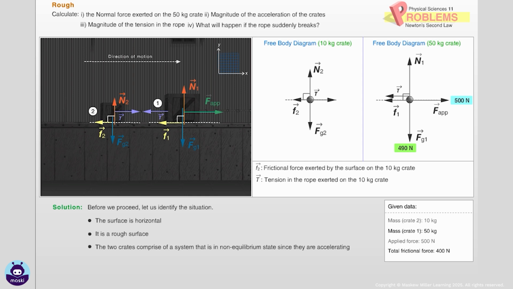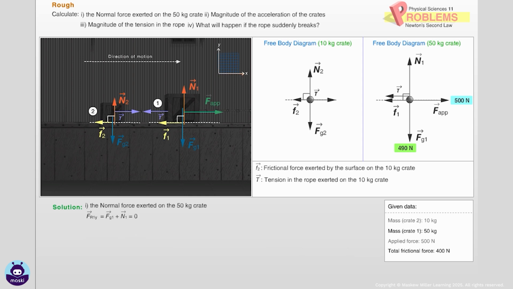For the 50 kilogram crate, let us consider the force perpendicular to the plane of motion. Vector Fr1y equals vector Fg1 plus vector N1 equals 0, as the forces are balanced. Taking the upward direction as positive, we get negative m1g plus N1 equals 0. Vector N1 equals m1g equals 50 times 9,8 equals 490 newtons. Therefore, vector N1 is 490 newtons in the upward direction.